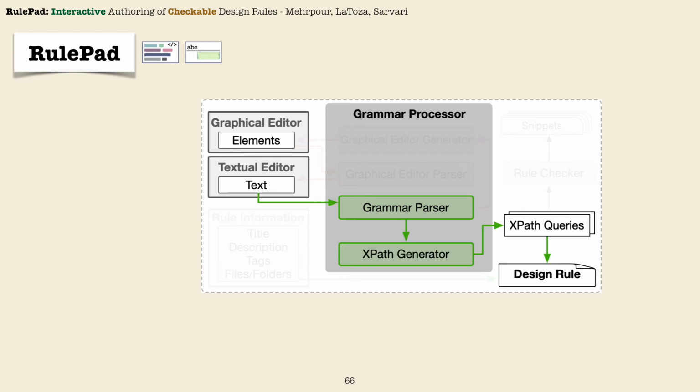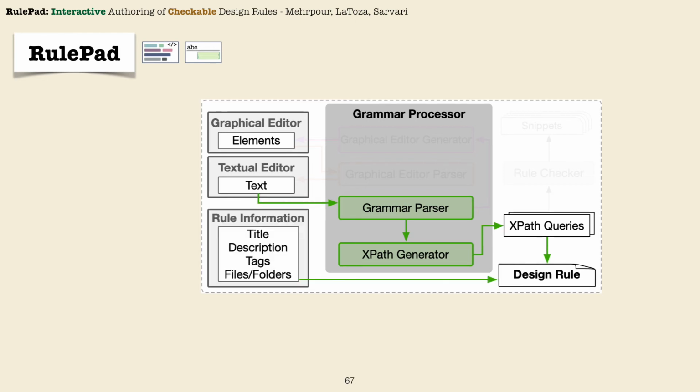To create a checkable design rule, the text in the textual editor is parsed by the grammar parser, and then the parse tree is translated into XPath queries by the XPath generator. The XPath queries, along with other information, create the design rule. RulePad also provides instant feedback for design rules by checking the rule against the code and extracting its snippets from the code.